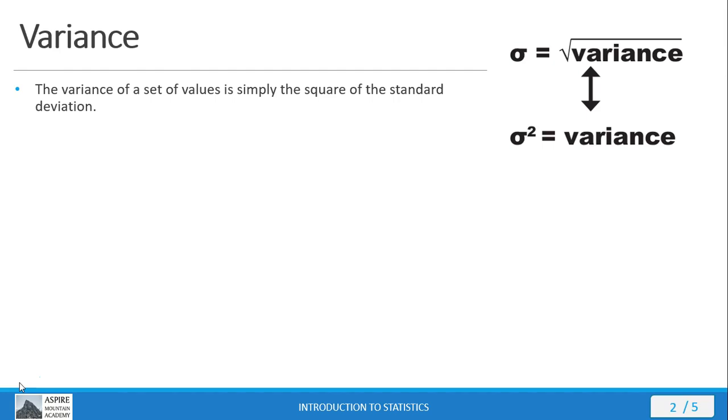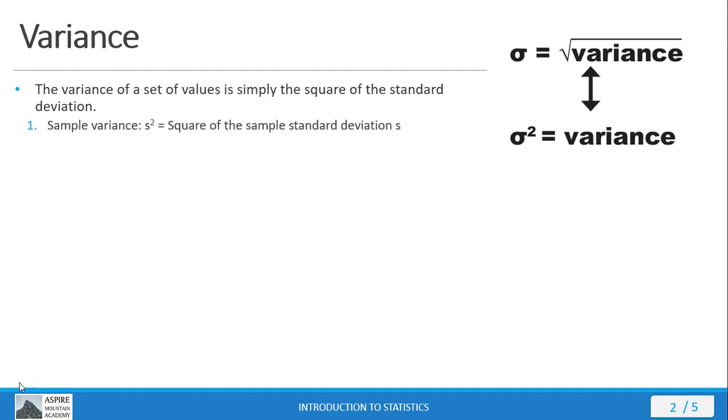If we need the standard deviation but have only the variance, we just take the square root of the variance and there's our standard deviation. Conversely, if we need the variance but have only the standard deviation, we just square the standard deviation and there's our variance. Now, this very useful relationship is reflected in the symbols we use to represent variance.